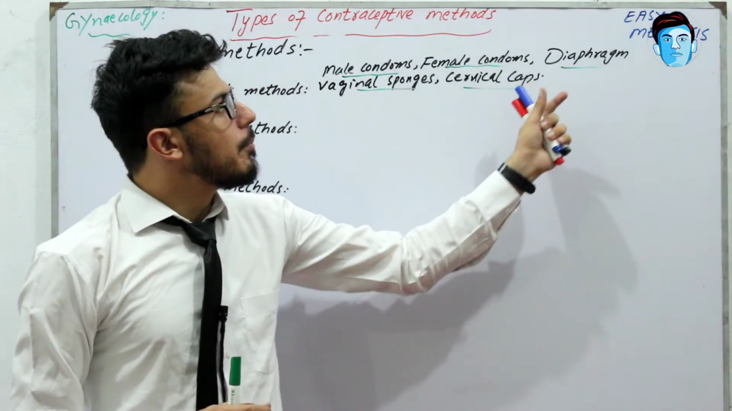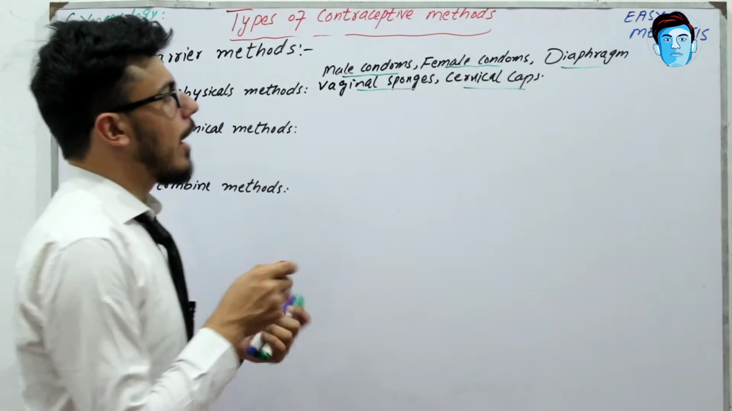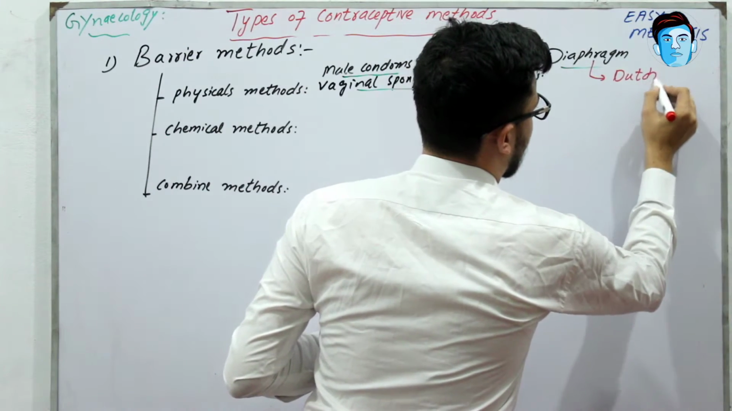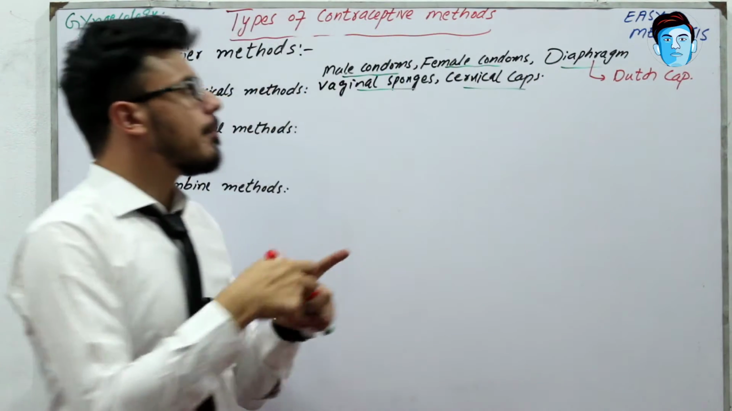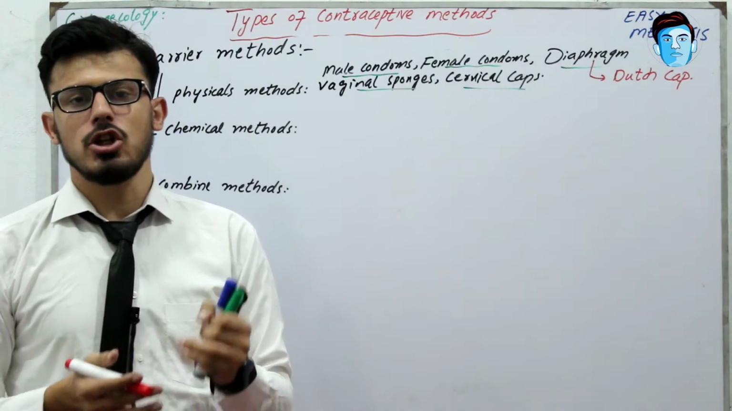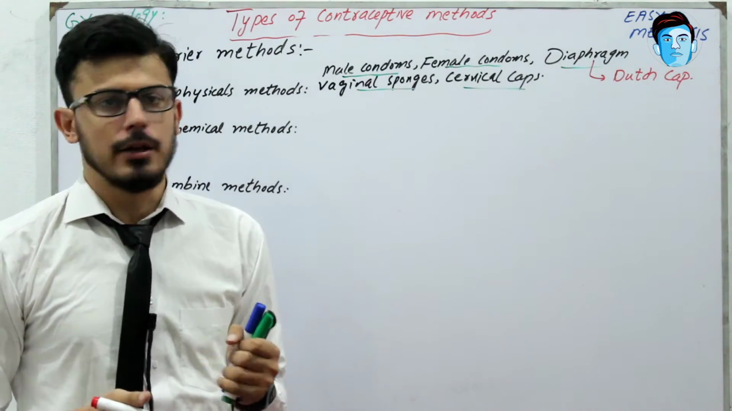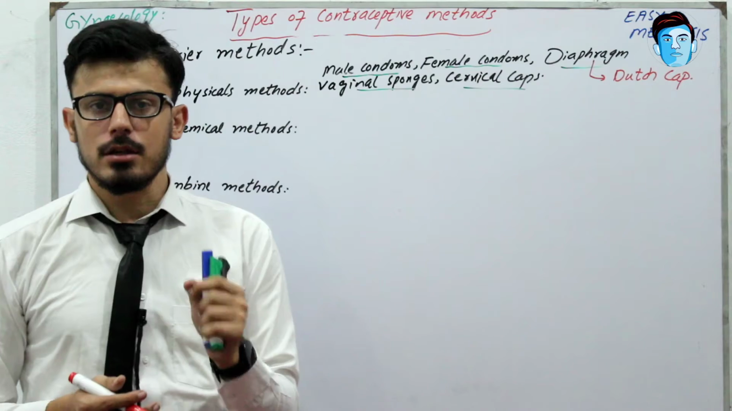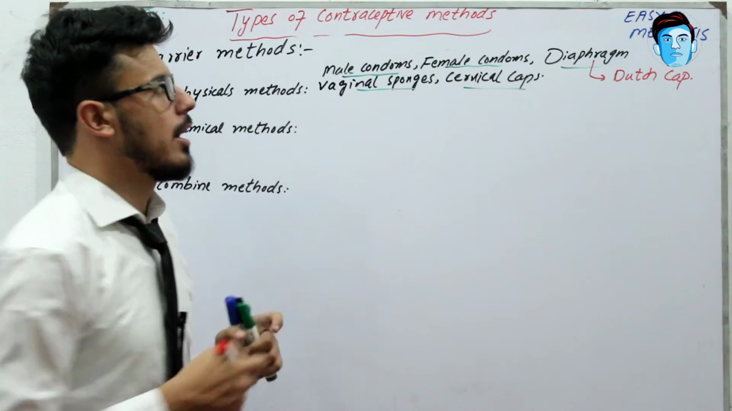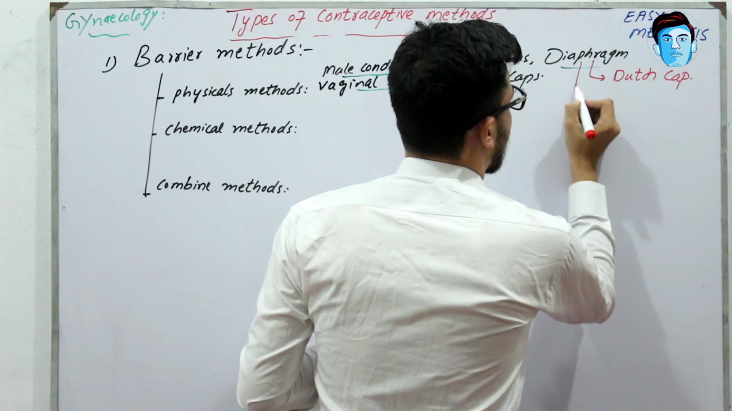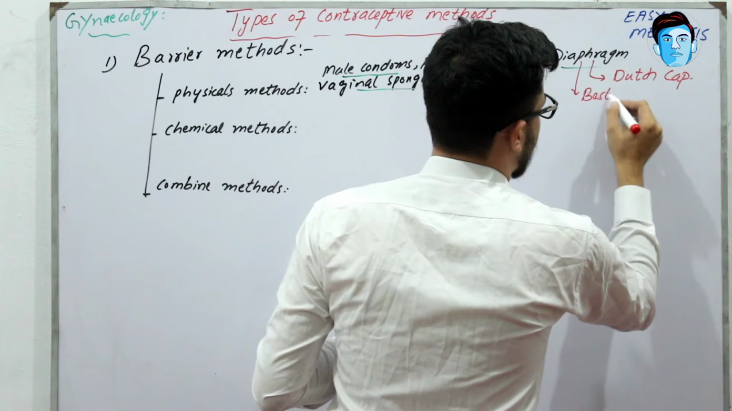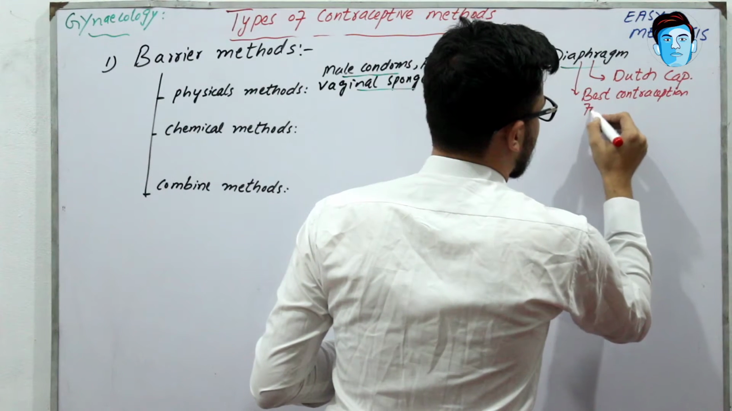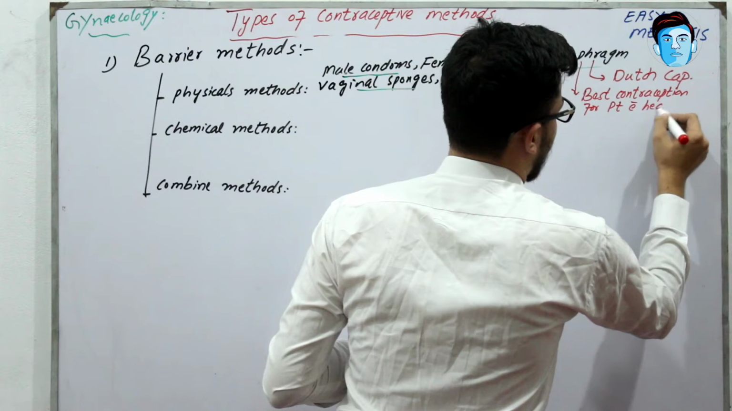While the important point regarding diaphragm is that it is also called Dutch cap, and it mechanically prevents the ascent of sperm up to the upper genital tract. Another important point is that it is considered as one of the best contraception for patients with heart failure. So don't forget this point.